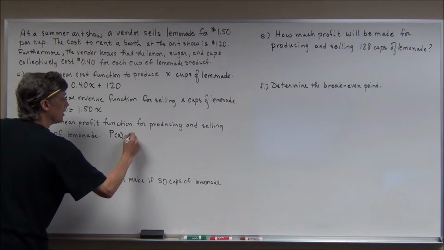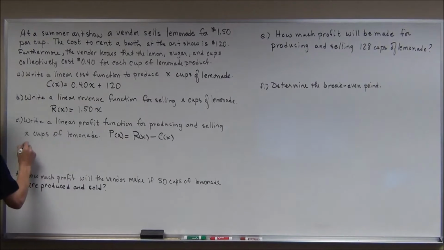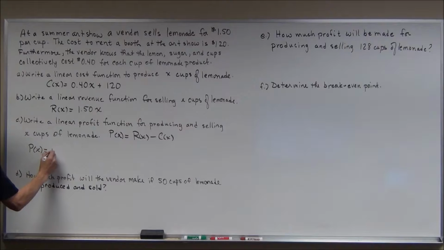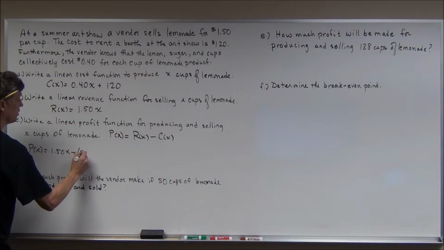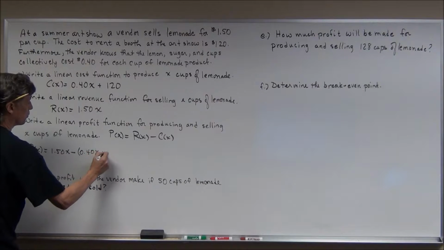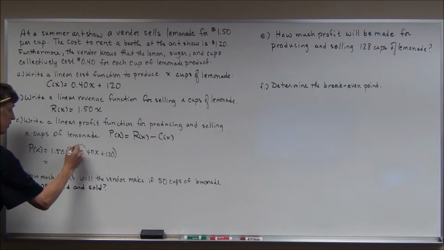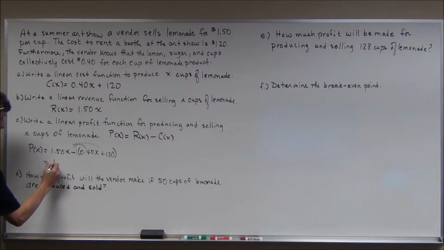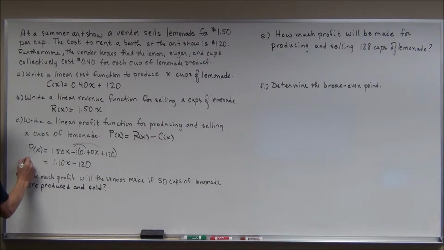is going to equal revenue, your sales, minus your cost. So our profit function here will be our revenue function, 1.50x, minus all of it, in parentheses, 0.40x plus 120, or it's like a -1 there that I distribute by. This would be 1.10x minus 120. So that's our profit function.